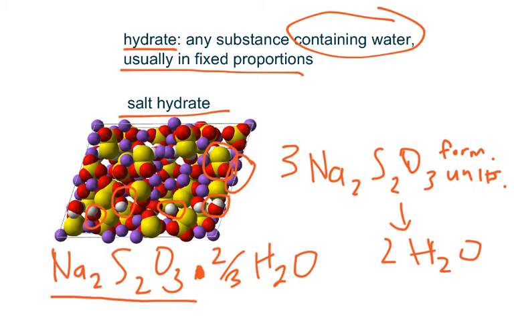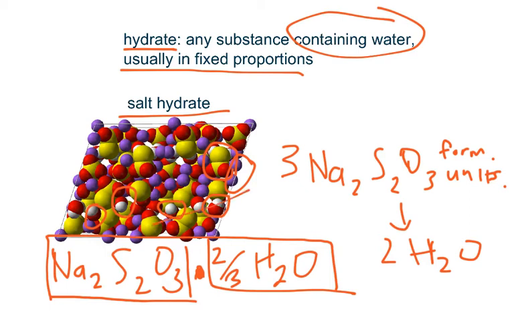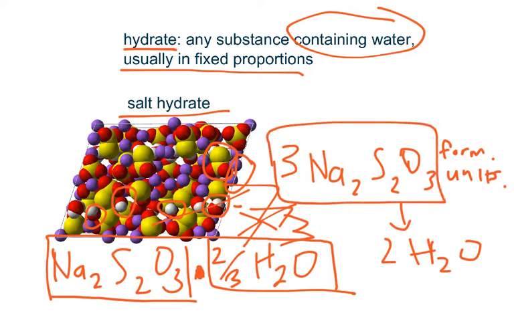Now in our formula here we see that for every one formula unit of sodium thiosulfate we have 2/3 of H2O. So, in other words, if we scale this up by multiplying each of these by 3, then we see that for every 3 formula units of sodium thiosulfate, we have 2 water molecules. So, they are in fixed proportions, and that's what I mean by that.